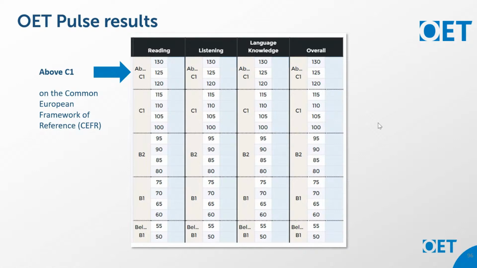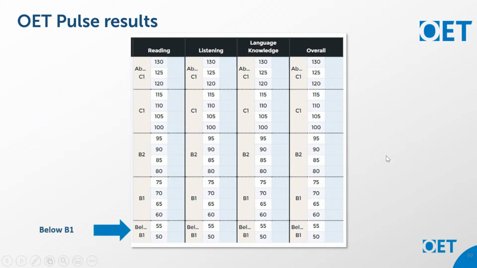And the highest score is 130, and we call that above C1. C1 is on the Common European Framework of Reference. This is a recognized scale for language proficiency. So above C1 is a very proficient user, and the lowest score is 50 to 55, which is below B1.